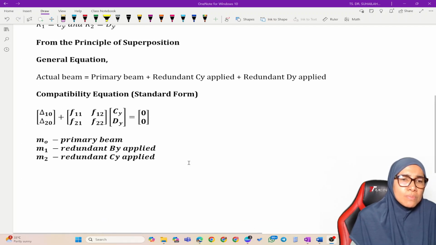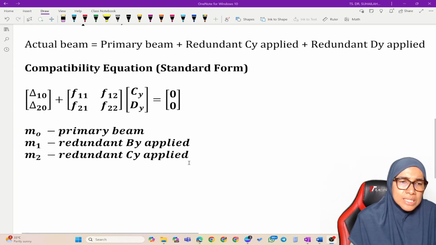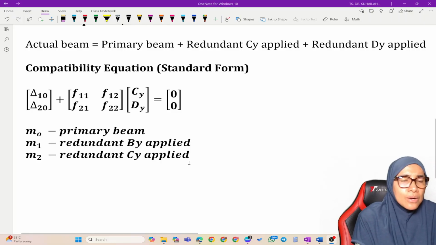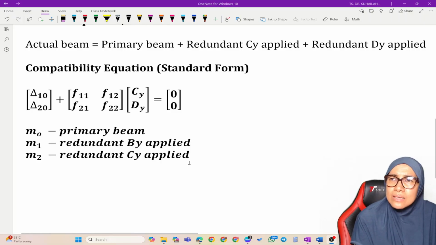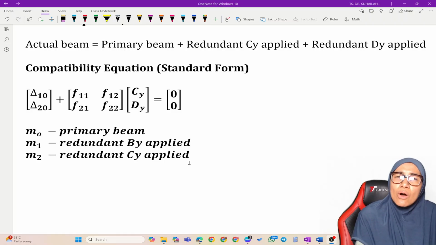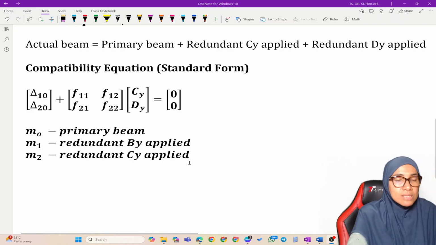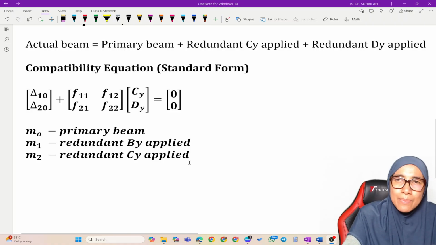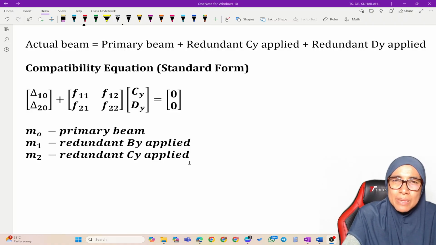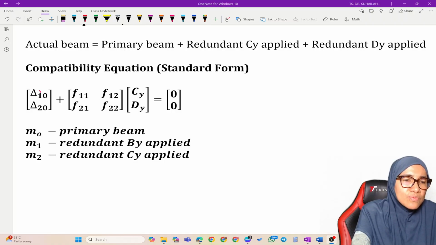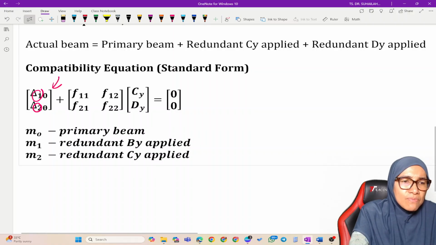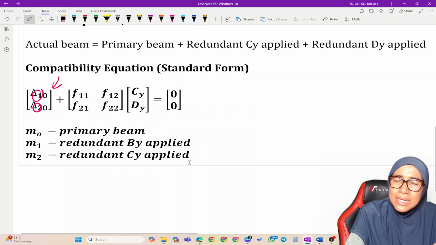Okay, so from the compatibility equation here, it is delta 1 not, delta 2 not. So always remember that the first notation is for the position, and second notation is for type of beam, type of structure. So this is for redundant 1, redundant 2. Okay, means that this is for the primary system because the label is not.